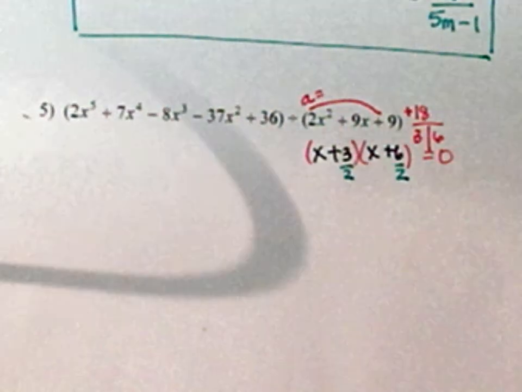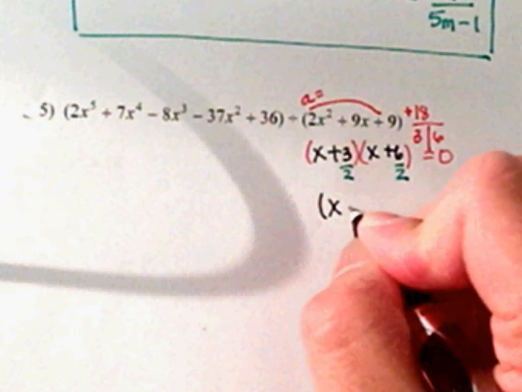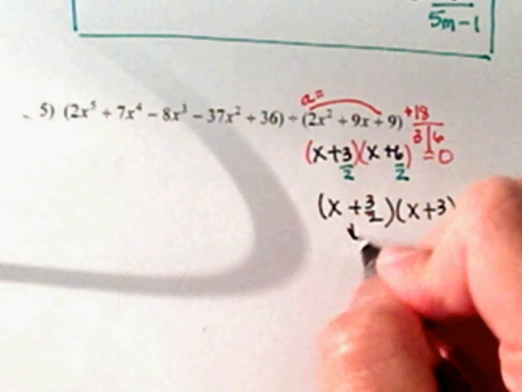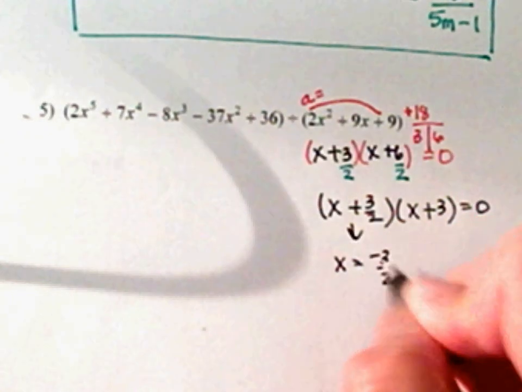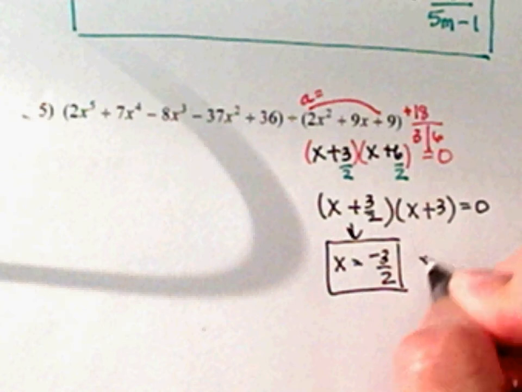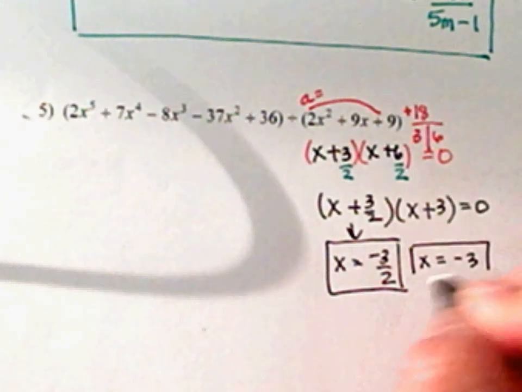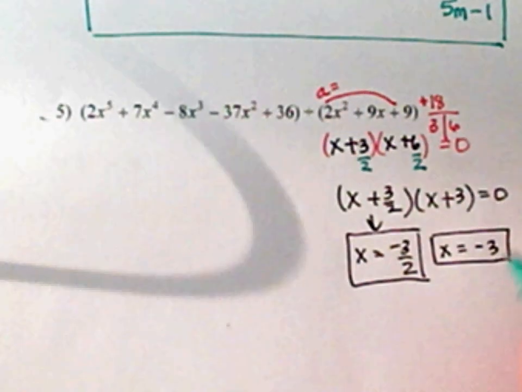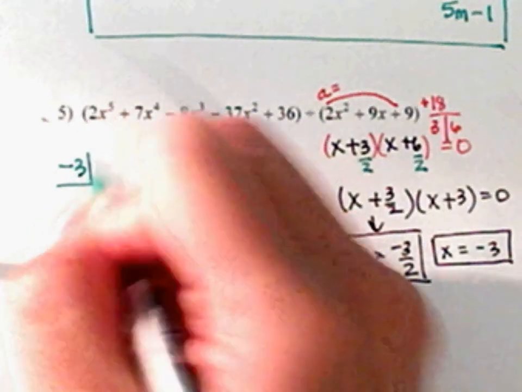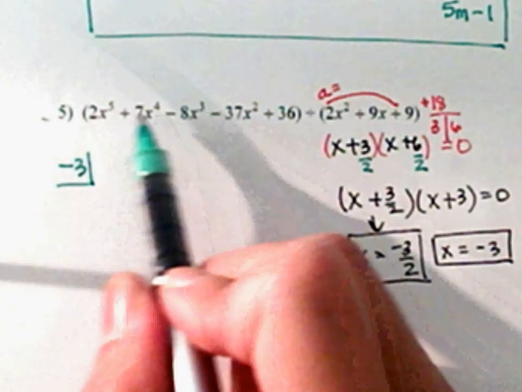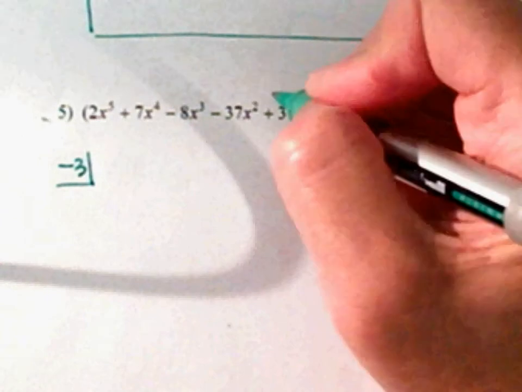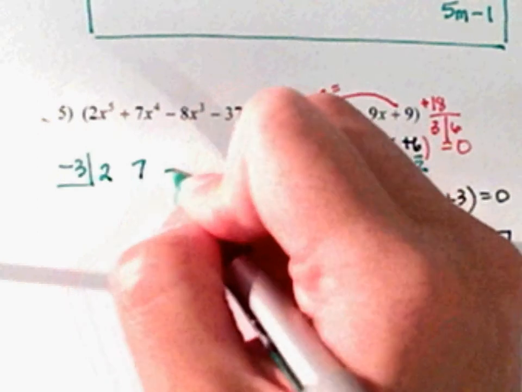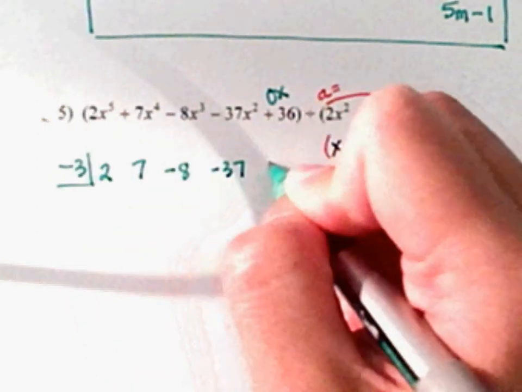Now let's go and simplify. So x plus 3 over 2, x plus 3 equals 0. So I solve, so x gives you negative 3 over 2, and the other one is negative 3. So we got two sets of numbers I need to divide by. Okay, let's start with the integers first. So negative 3. Check to make sure this is in order. 5, 4, 3, 2. I'm missing a 1. So I need to add a 0 in its place. So you got 2, 7, negative 8, negative 37, 0, and 36.